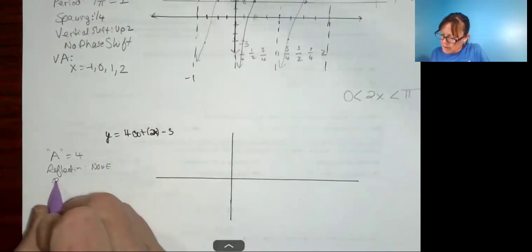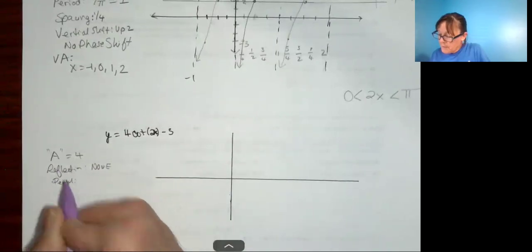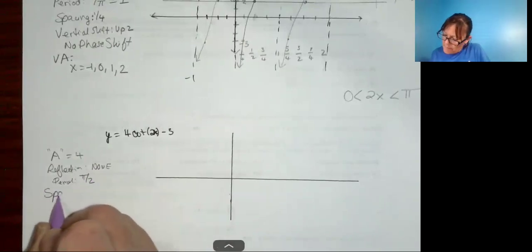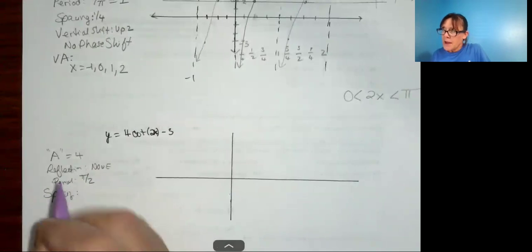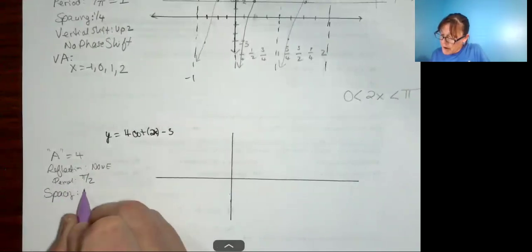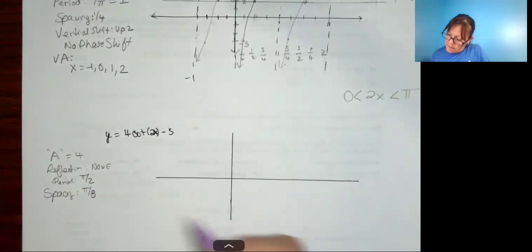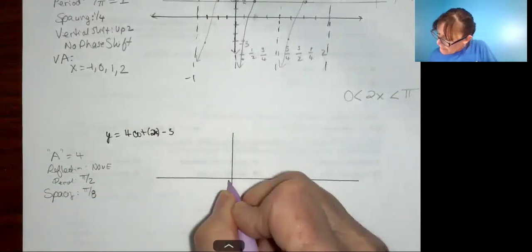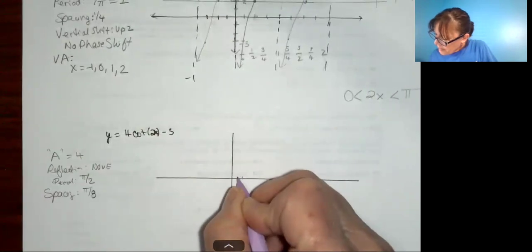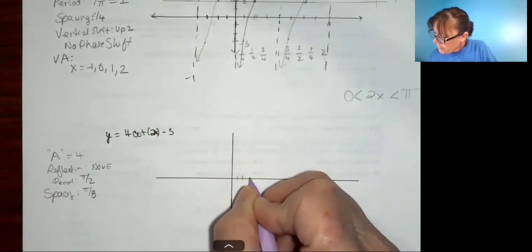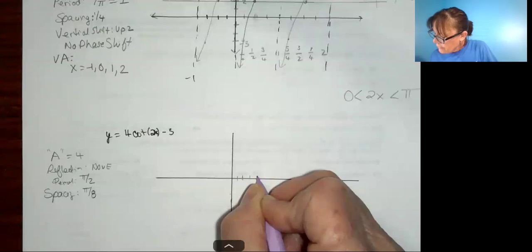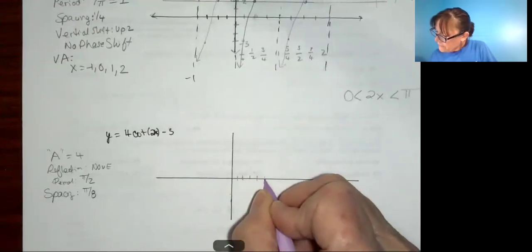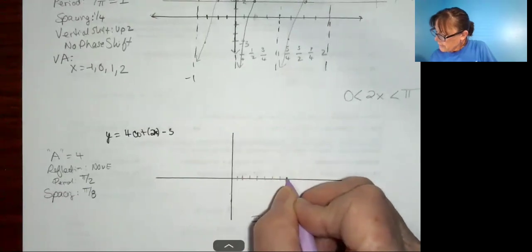So the period is pi divided by b, or pi over 2. The spacing is the period divided by 4. So this is going to be pi over 8. That's the spacing. That's how we mark up our x-axis. So let's do pi over 8, pi over 4, 3 pi over 8, 4 pi over 8. This is pi over 2. 5, 6, 7, 8 pi over 8.